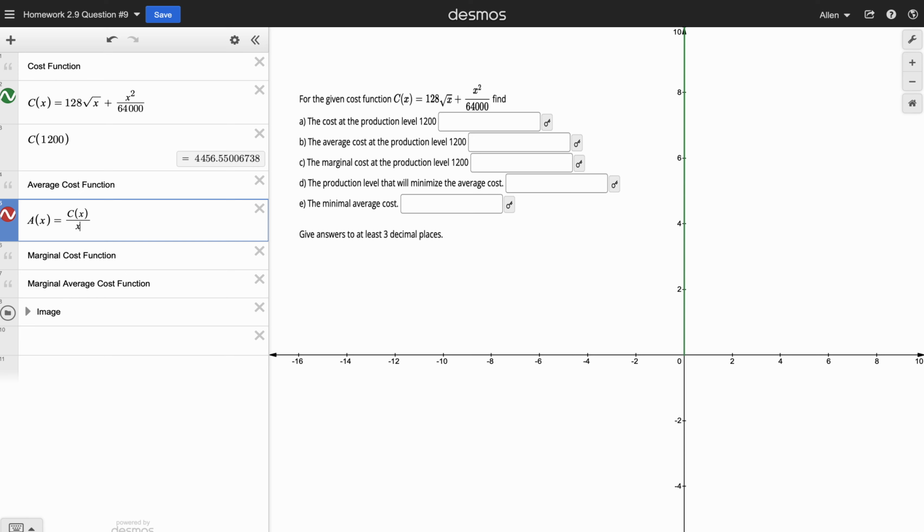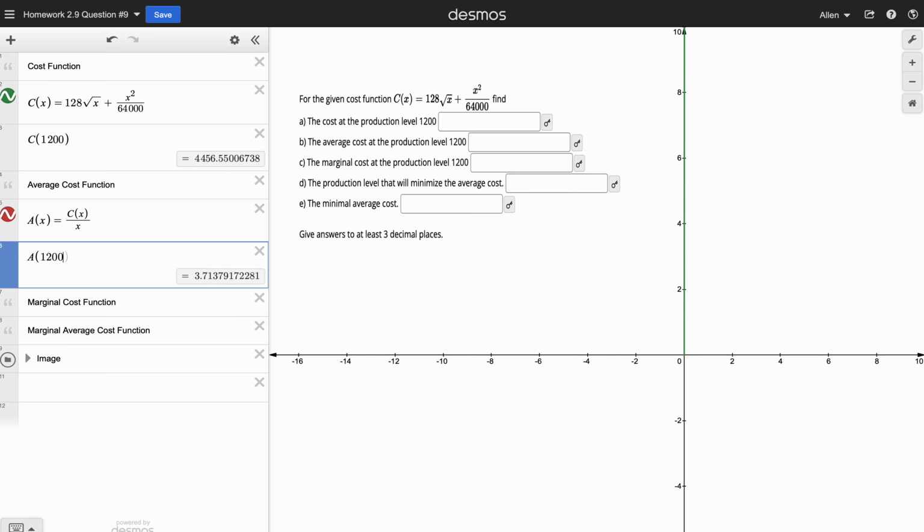So I've set the function up. It will show up as red on my grid. You don't see it now because the values aren't in the domain that are on the screen here. But specifically, we're asked to find the average cost at a production level of 1,200. So it's just going to be that 4,000 number divided by 1,200. But let's go ahead and just type that into our function, and we get $3.71, and that'll be my second answer.